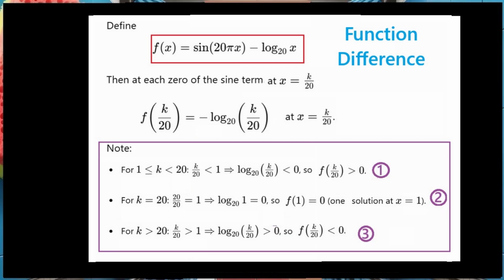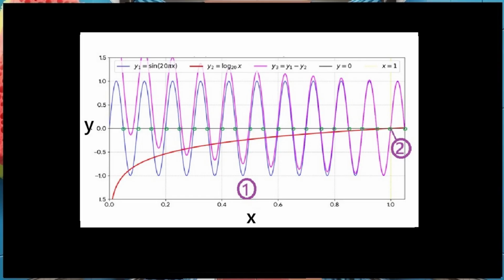This lets us read off important information directly at each zero. From this, we observe three key facts. Number 1. When the integer k is less than 20, the logarithm is negative, so the difference is positive. Number 2. When k is equal to 20, the logarithm is 0, so the difference is exactly 0. This gives us one solution at x equal to 1. Number 3. When k is greater than 20, the logarithm is positive, so the difference is negative. In the graph, we plot this difference function, and you can clearly see the three key facts we just described.